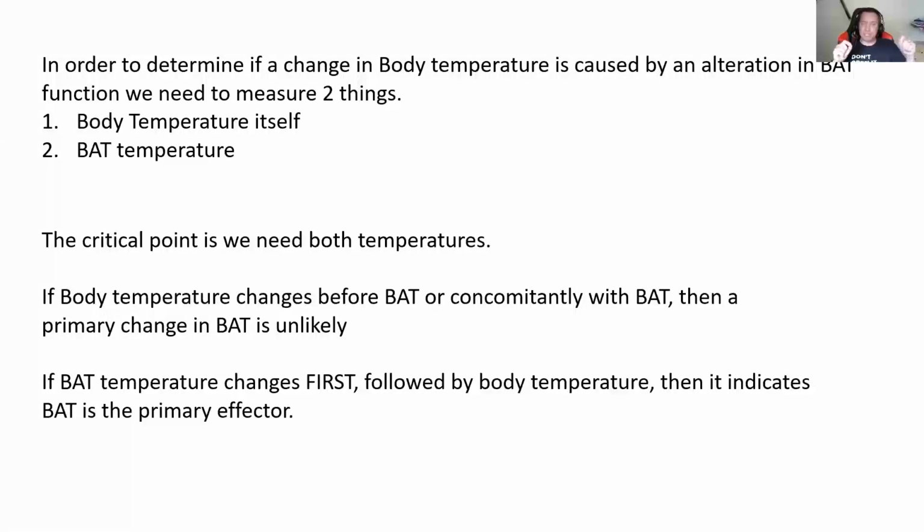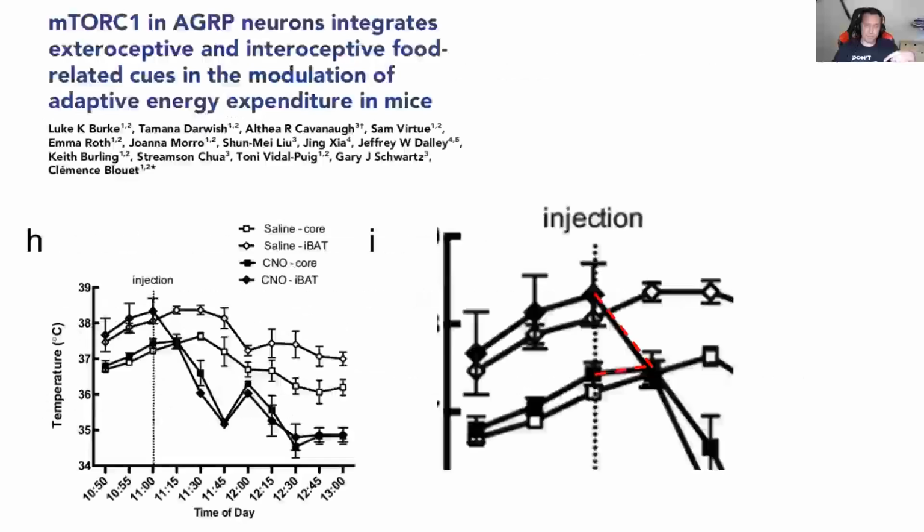If body temperature changes before BAT temperature does, or concomitantly with BAT, then a primary change in BAT activity to drive that body temperature is unlikely. It is likely that BAT has got warmer or colder because the core body temperature has got warmer or colder. Conversely, if the BAT temperature changes first and then the core body temperature follows, it indicates that BAT is likely the primary effector. And just to demonstrate this is some really nice work from Clémence Blouet that we were involved in a bit.